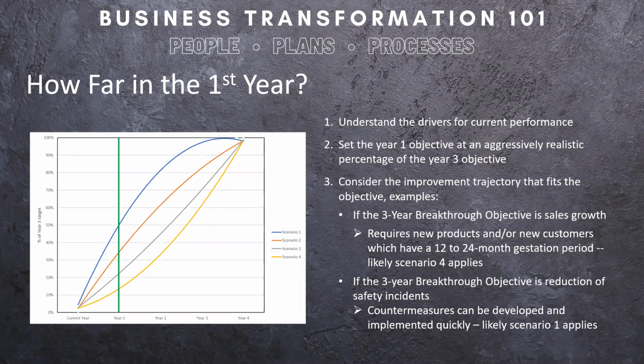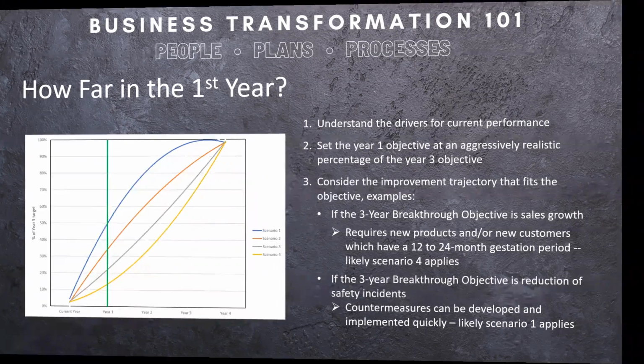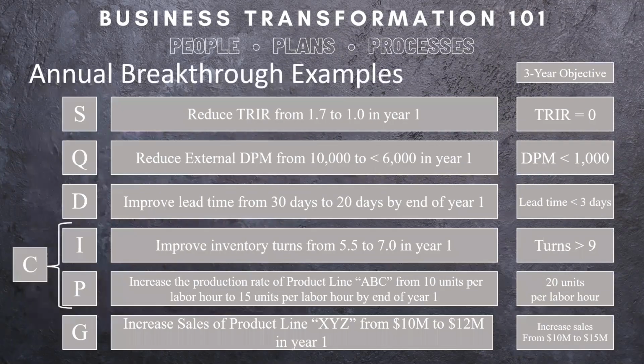The team needs to consider these factors in setting the annual objectives, but they should be an aggressively realistic percentage of the 3-year breakthrough objective and not an incremental improvement. Remember that incremental improvements measured by KPIs should fall under daily management, while breakthrough improvements require reinventing existing processes or inventing new processes to get quantum leap improvement as measured by TTIs. Here are some example annual breakthroughs and how they compare to their respective 3-year breakthroughs.